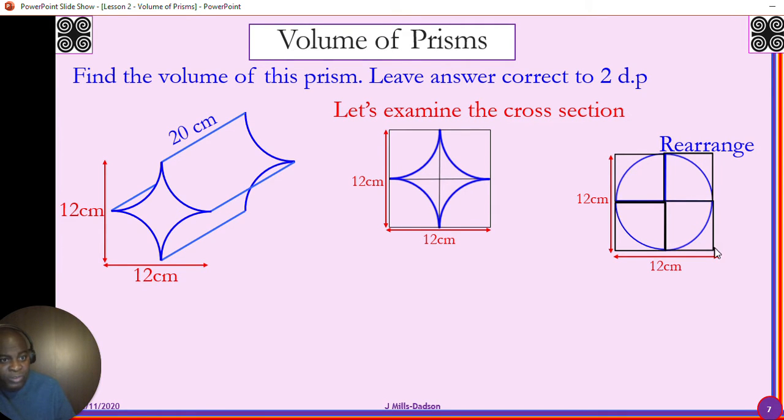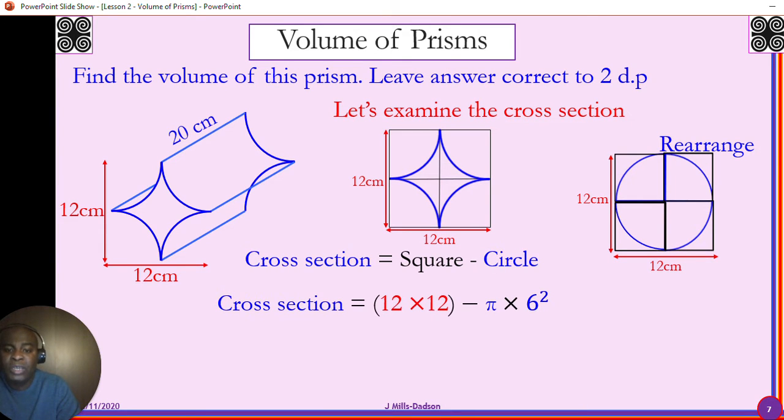And those 4 sides outside the circle are simply the difference between the area of the square minus the area of the circle. So actually this cross section represents area of a square minus area of a circle. So a square is 12 times 12. Pi r squared is circle, so it's pi 6 squared. So cross section is 144 minus 36 pi. You can convert it into a decimal, but I prefer to leave it this way.